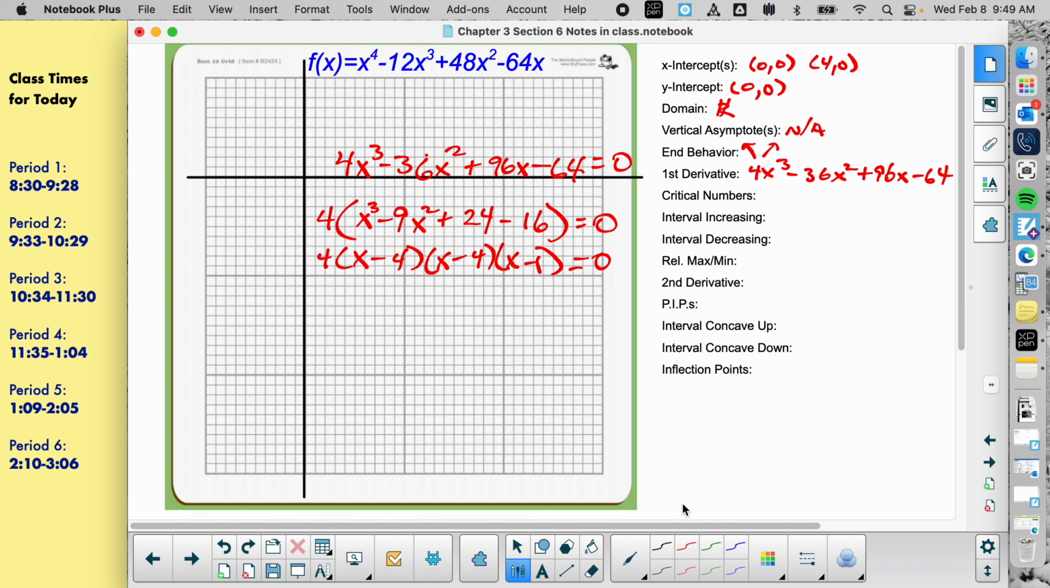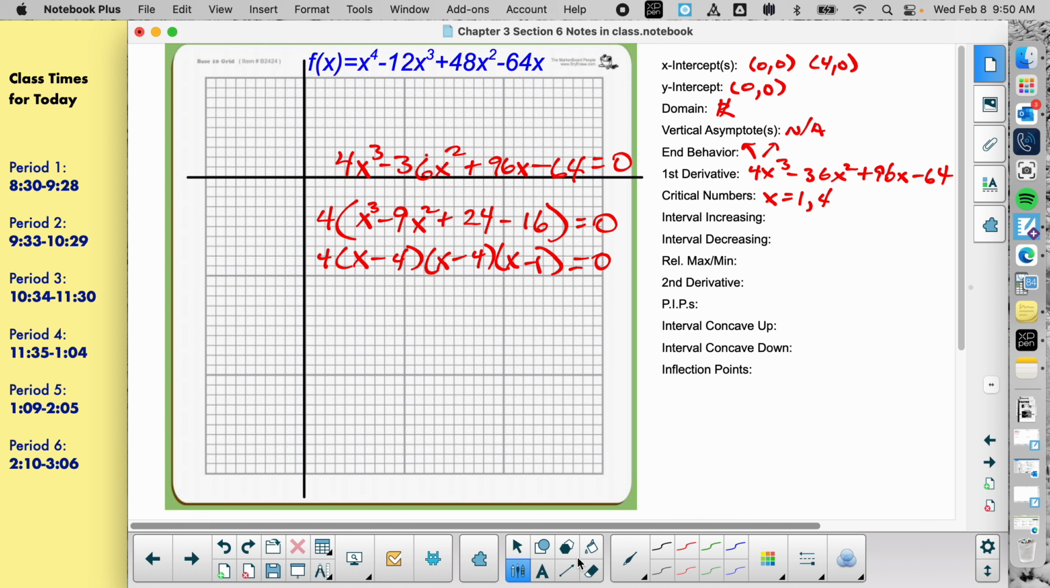Noah, who is going to help me next? I was hearing that there was supposed to be another number chosen. 17, who's 17? That is Tharva. So what are my critical numbers? 4, 1. Correct, 1 and 4. So I'm going to make my number line.